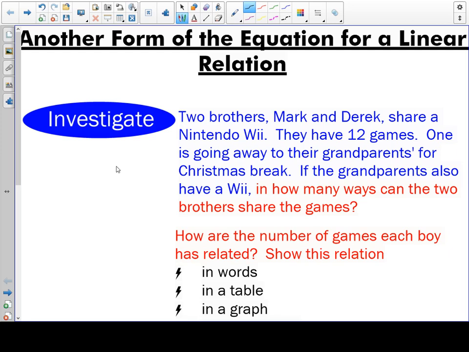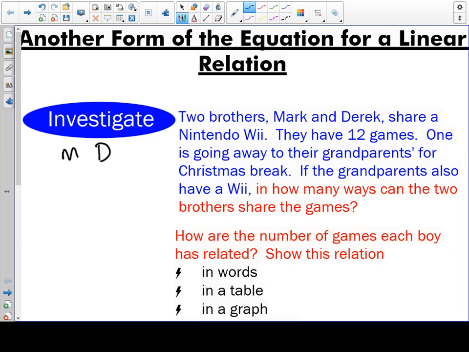All right, so today we're going to look at an example here. Two brothers, Mark and Derek, share a Nintendo Wii. They have 12 games. One is going to their grandparents for Christmas break. If the grandparents also have a Wii, in how many ways can the two brothers share the games? So what you have to do is look at both the brothers and how many different games they can end up with.